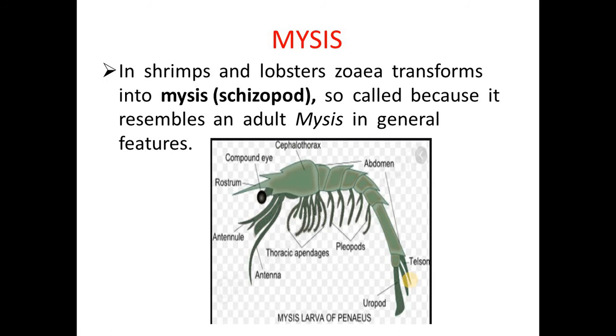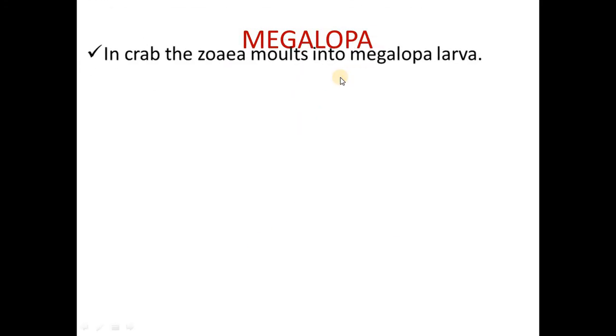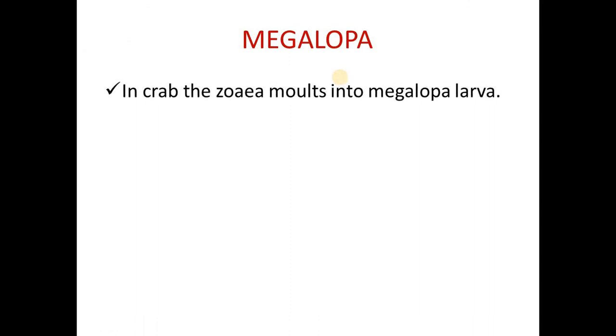And the mysis larva is the final stage in the development of some prawns, but in some lobsters this is the first stage, as earlier stages are passed in the egg. Next is the megalopa. In crab, the zoea larva molts into the megalopa larva.